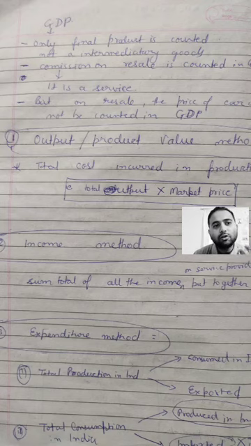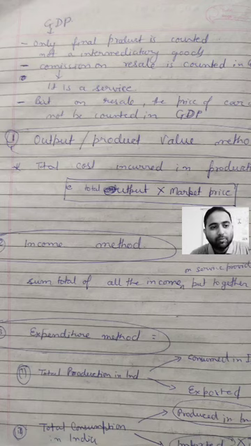See, the total cost incurred in the production of anything. We sum up all the cost incurred in production of all the goods we have, and we multiply it with the market price of the respective good, and we get the value of GDP by this method, that is the output or product value method.